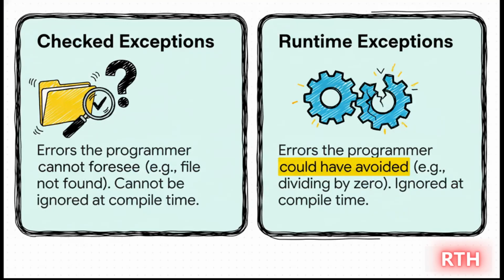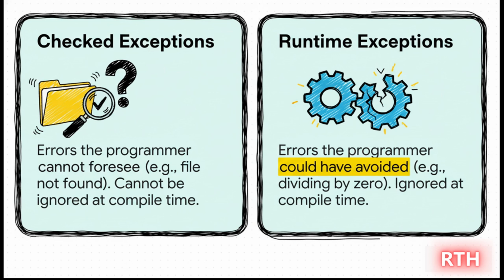Now, interviewers love to ask about the 2 main types. First, you have checked exceptions. Think of these as external problems that are kind of outside your control, like a file not being there. The cool thing is, the Java compiler actually forces you to think about these and write code to handle them.